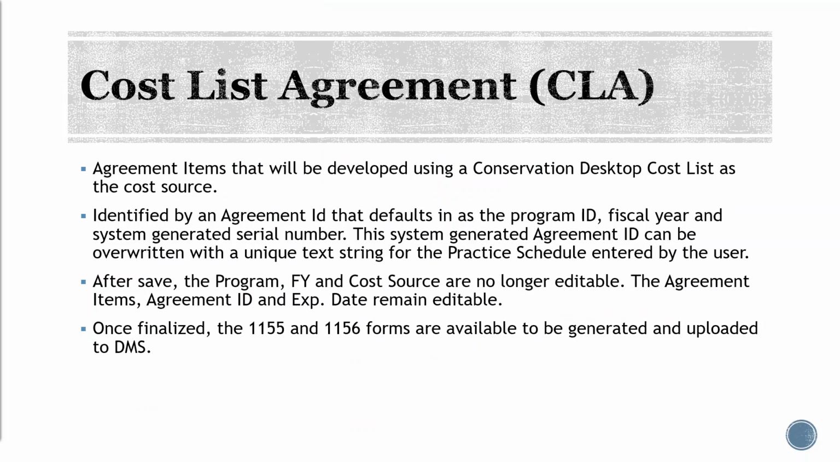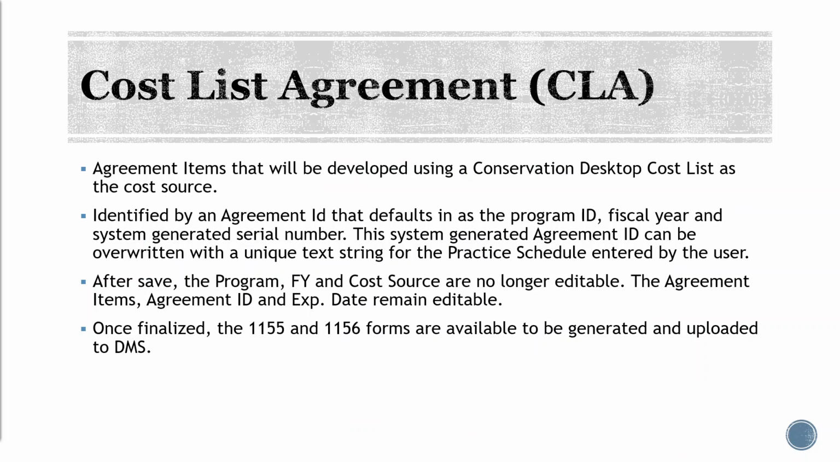So cost list agreement, or a CLA. Agreement items will be developed in CD. A CD cost list is the cost source. So there will be cost lists. This is meaning like CRP, any other kind of technical CTA work that we may do will be done in the CLA agreements. This is also the easements is a CLA. So ASTEP, any ASTEP agreements will run through this CLA structure.